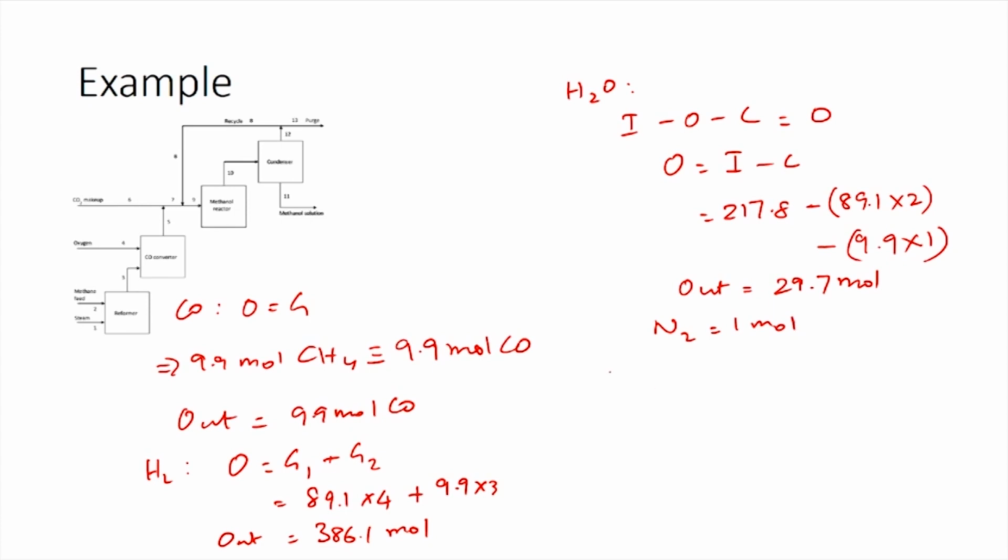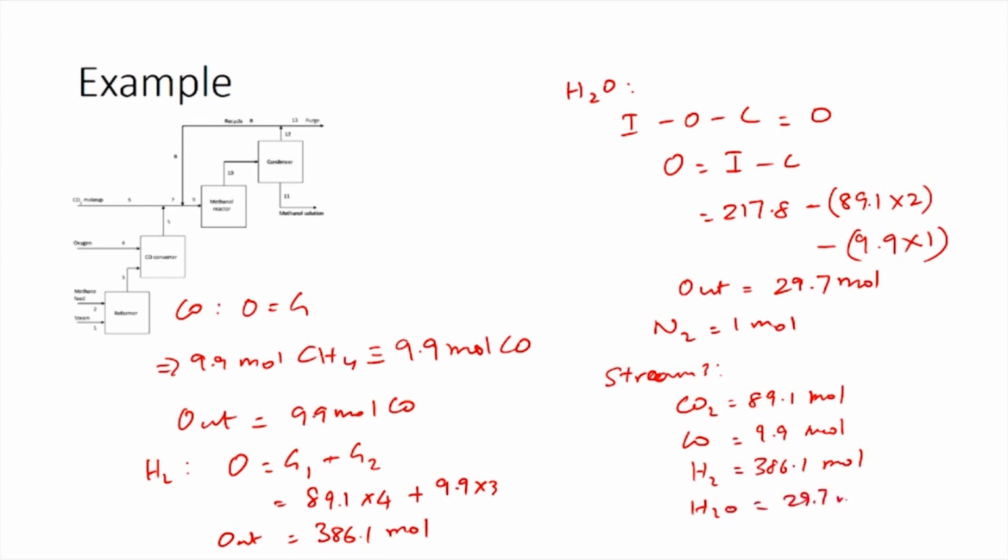As nitrogen does not take part in the reaction, output for nitrogen would be 1 mole. So, based on this, stream 3 composition would be as follows. Stream 3 contains carbon dioxide 89.1 moles, carbon monoxide 9.9 moles, hydrogen 386.1 moles, water 29.7 moles and nitrogen 1 mole.